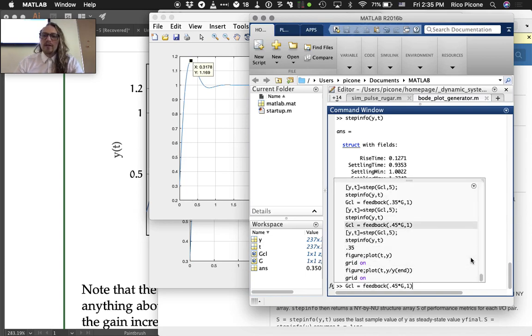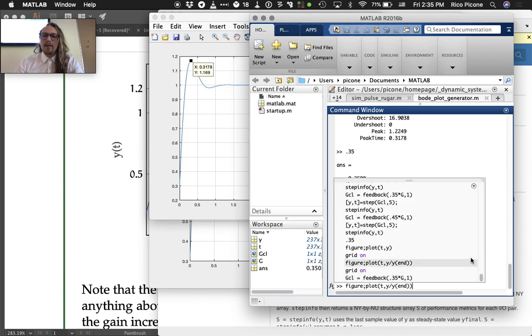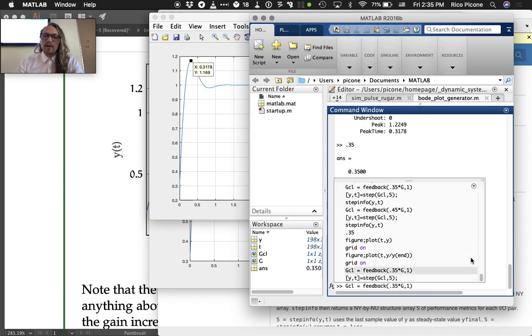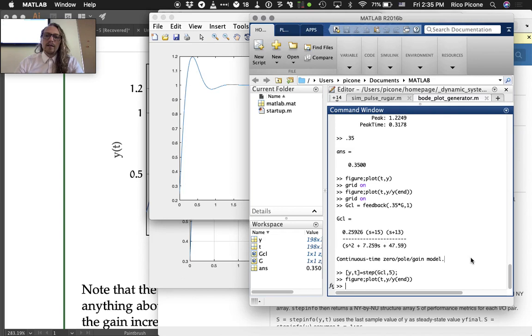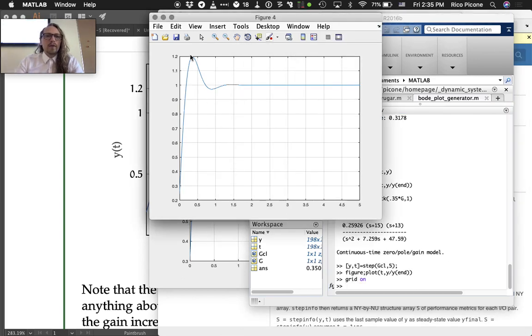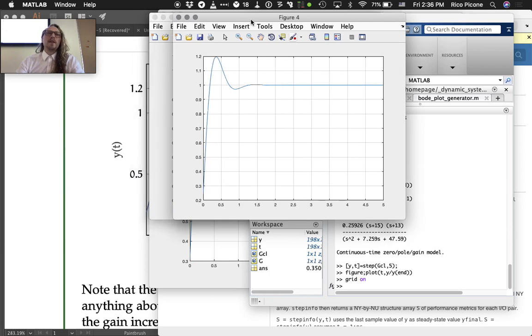So let's go back to 0.35. Make sure we do our simulation again, and then let's plot that and grid on. And we're right at 20%. So we're feeling pretty good about that design, I think, at this point. And looking at the step response, everything looks right. I don't completely trust the step info results unless I see the step response. So I would make sure you always check by looking at the plot of the step response that it seems about right.